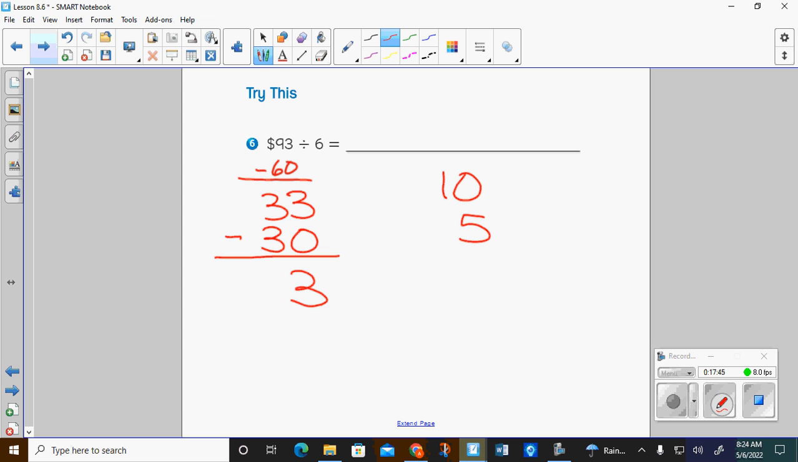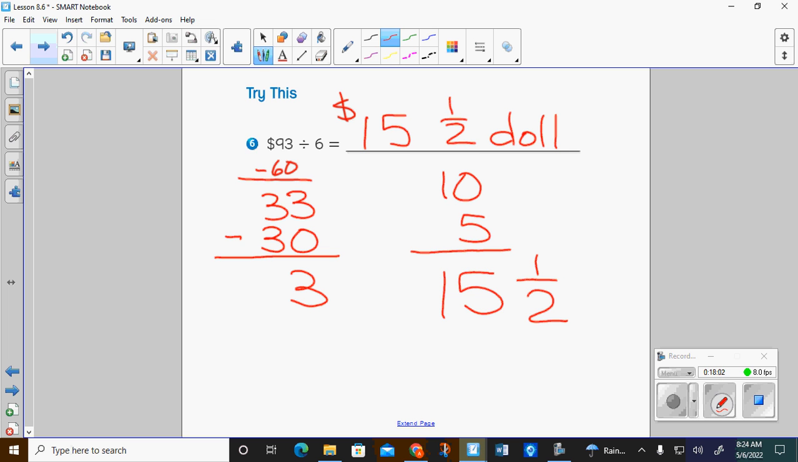So each one would get $15 and 1/2, and that 1/2 would be your 50 cents. So my answer would be 15 actual dollars and then 1/2 of a dollar. And that 1/2 of a dollar is going to be 50 cents. So that would look like this, $15.50. Some of you may notice those little decimals there. You might have had them on your math test that we just got done taking.